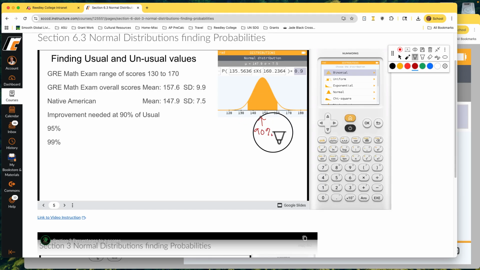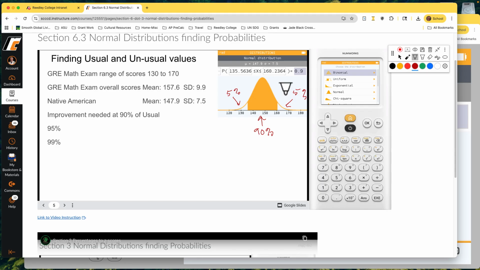Can anyone tell me how much is in these two sides? 90% shaded, how much not shaded? 10%, or 5 on each end. You could look at it either way, and we will. So there's 5% here, 5% there, for a total of 10%.